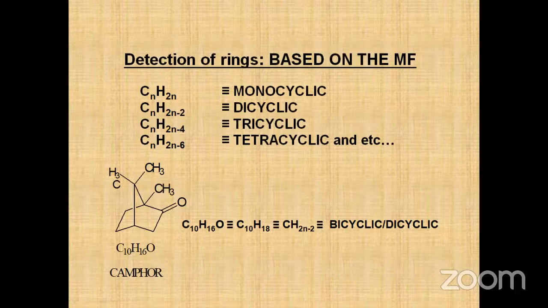By using the general formulas, CnH2n indicates the monocyclic compound, CnH2n minus 2 is dicyclic or bicyclic, CnH2n minus 4 indicates the tricyclic, and CnH2n minus 6 is equal to tetracyclic. Whenever we are detecting, increasing the number by 2, that is 2n minus 8 is equal to pentacyclic, 2n minus 10 indicates the hexacyclic, like that. Right? We have already worked on this formula. We have succeeded also in the structural work on camphor.